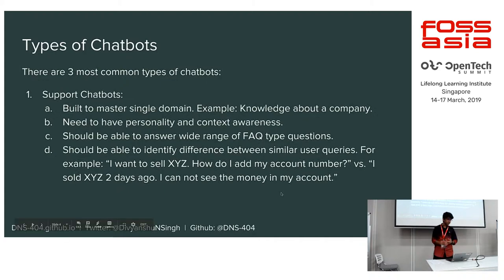First is, I want to sell XYZ. How do I add my account number? And the second query, I sold XYZ 2 days ago and I cannot see money in my account. So there are two keywords here, sell and sold. The chatbot should be able to differentiate between these two keywords. That is really important so that it can know which type of response to show to which type of query. So this is the first type of chatbot.